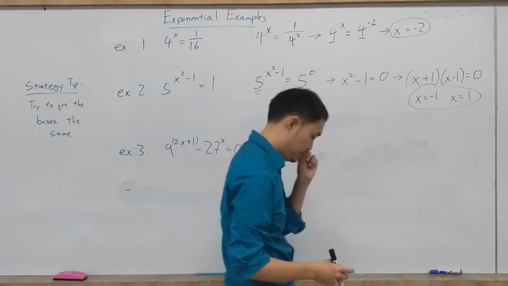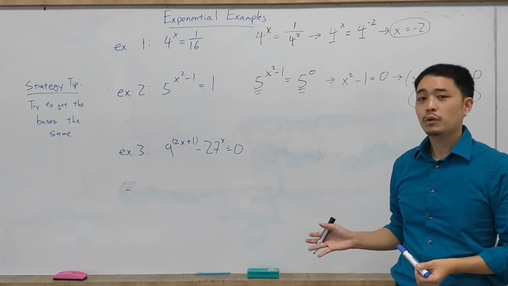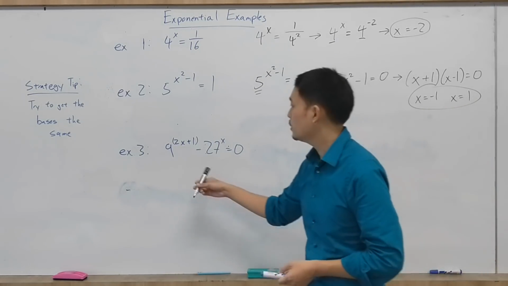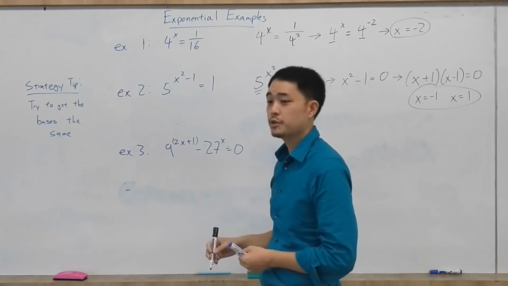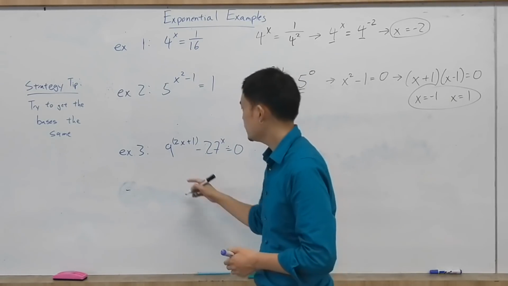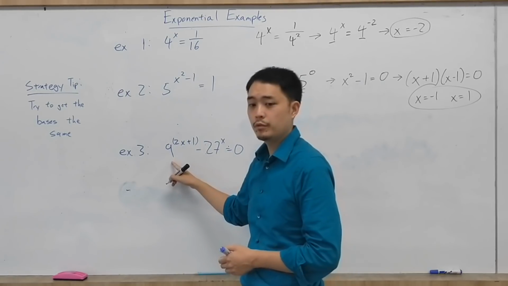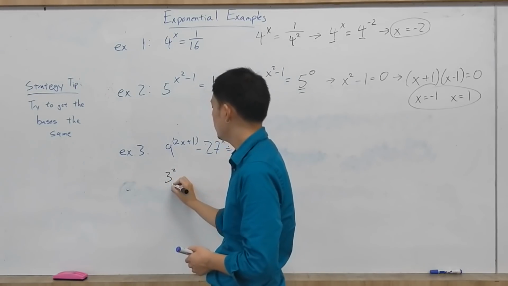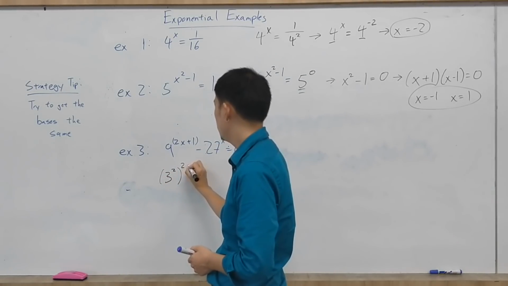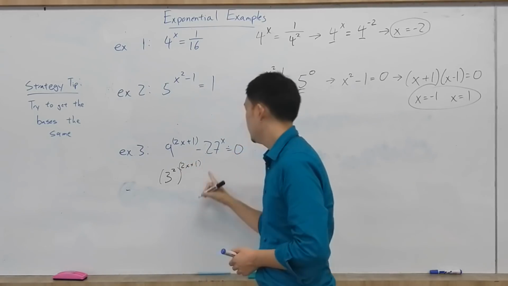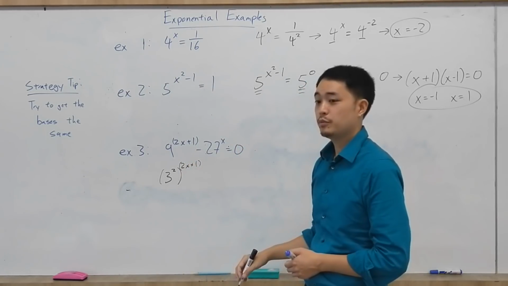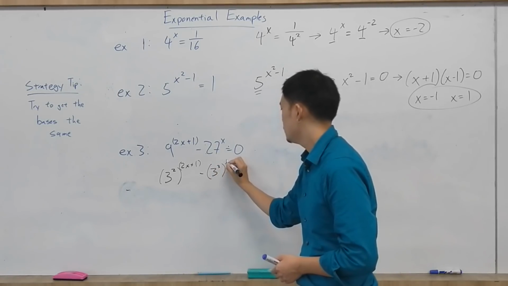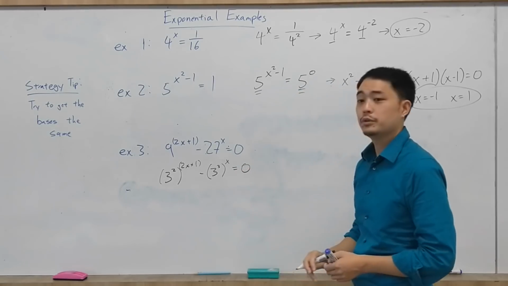This one's a little bit trickier. But again, what we want to focus on is trying to get these bases to the same. So what we're going to look at here is 9 to the power 2x plus 1. Well, this looks a lot like 3 squared, right? So let's rewrite this as 3 to the power 2, to the power 2x plus 1. And this 27 is basically 3 to the power 3, right? So 3 cubed to the power x, and that's going to be equal to 0.